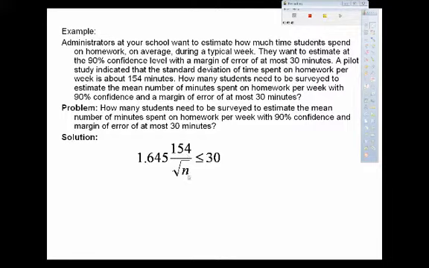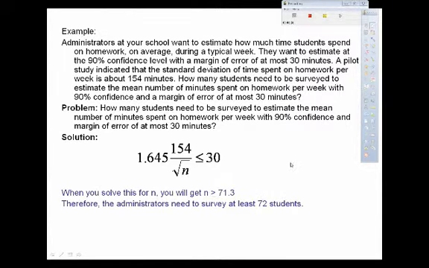Sigma is 154, and we're trying to find n, and this is our max, at most 30 minutes. So when we solve this, we get n is greater than or equal to 71.3. So, therefore, the administrators need to survey at least 72 students.